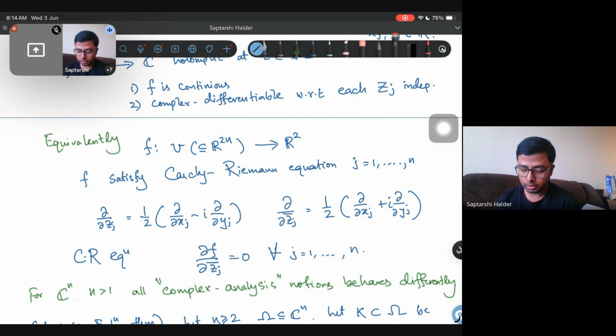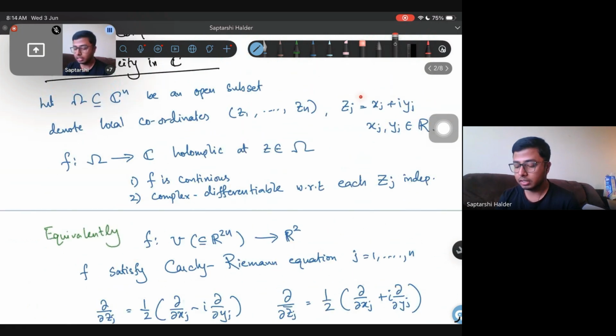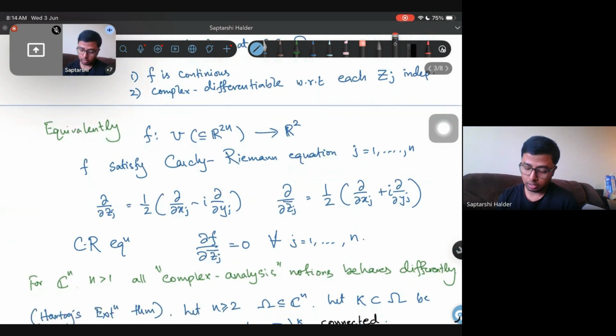Okay, so what should be the equivalent definition of this function if we consider it like a real thing? Basically this complex thing will boil down into real dimension 2n, because it's Cn, so the real dimension is 2n, and we consider a function from a subset U of R^2n to R^2. Because here we broke down each zj into two parts, xj and yj, here also this xj and yj will be there, and additionally f will satisfy the Cauchy-Riemann equations, as we see in elementary complex analysis.